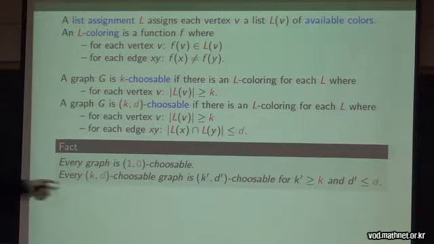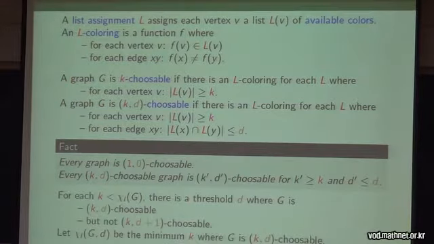If a graph is k,d-choosable, and you increase the first parameter to k prime, then it's also going to be k prime,d-choosable, because you're just giving each list more available colors. And if you decrease d, so if you let d prime be at most d, then it's also going to be k,d prime-choosable, because you're not looking at all the list assignments. You're looking at a smaller set, a subset of these list assignments.